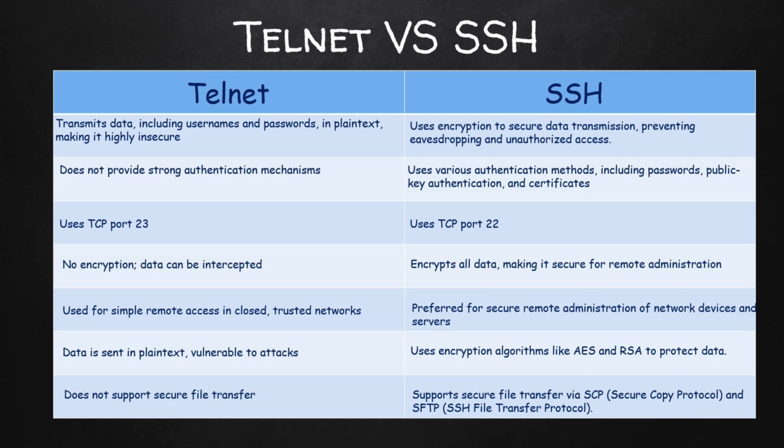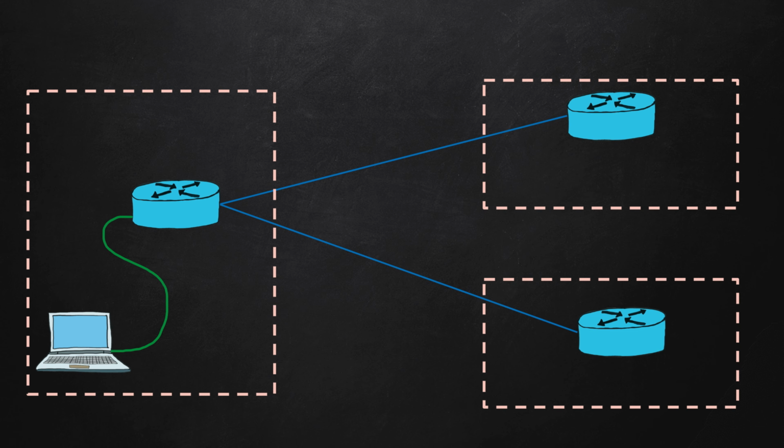By understanding all these features, you can understand Telnet is less secure and SSH is more secure. So you can decide which protocol you want to use for remote administration of the network devices in your organization. Now let me show you how to configure the Telnet and SSH in your Cisco device.